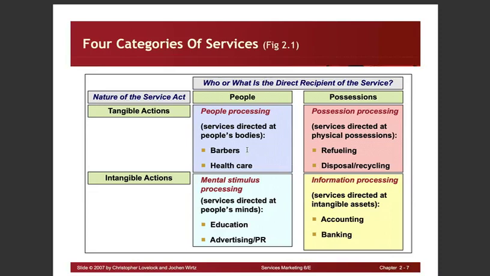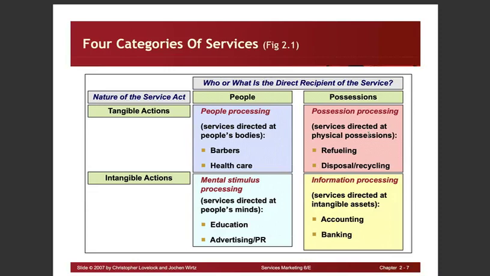Then, for tangible actions where the direct recipient of the service is possessions, it is possession processing. It means the service is directed at physical possessions. Examples are refueling and disposal or recycling. For example, with refueling, you go to the fuel station and want to refuel your car, so it is a matter of possession processing.